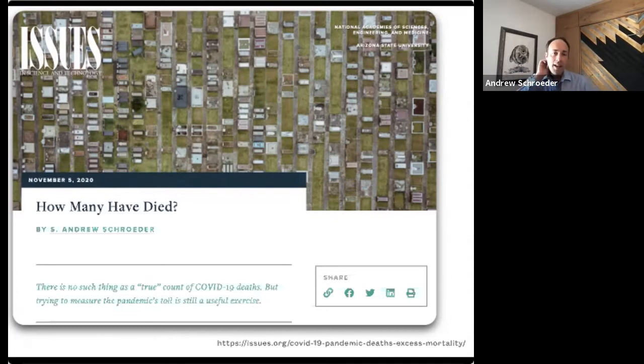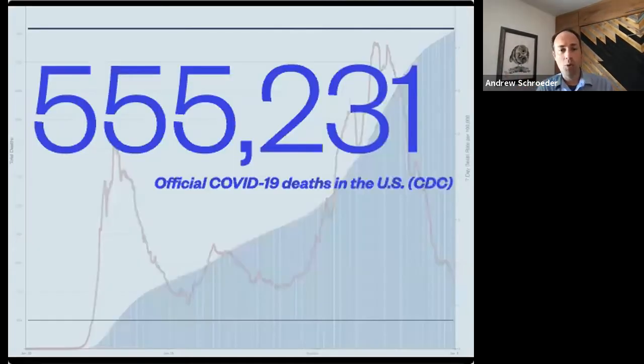Okay, so the COVID death count, as of yesterday, according to the CDC: 555,231 people in the United States have died from COVID-19. For a lot of us, this number has served as a running tally of how bad things have gotten. The changes day to day have served as an indicator for whether things are getting better or whether things are getting worse. So by itself, this is a really important statistic.